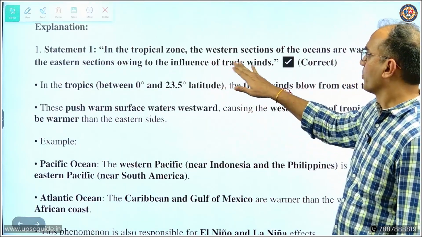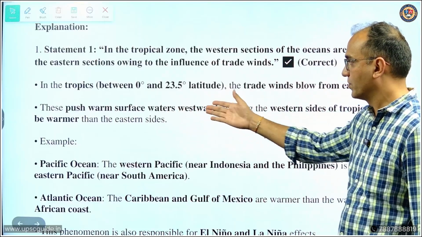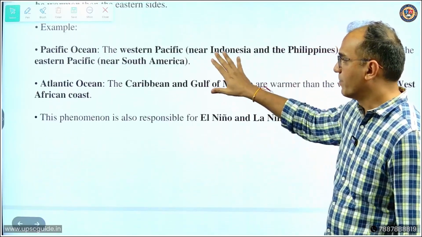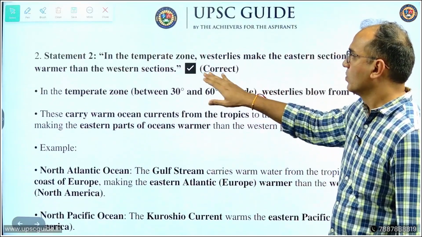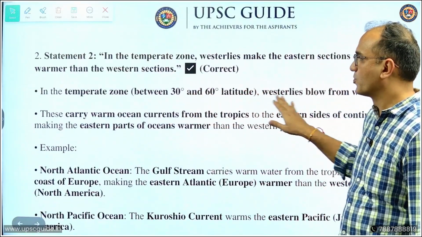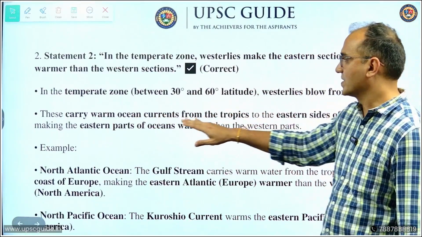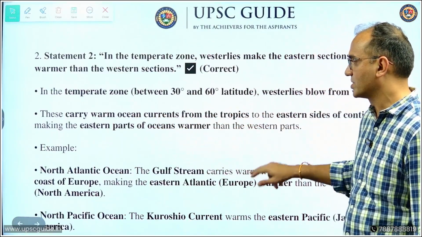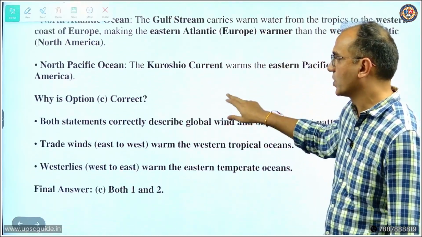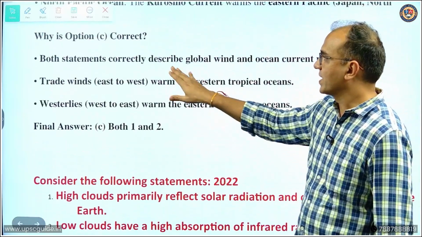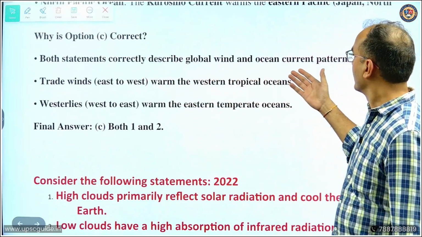Statement 1, tropical zone: in the tropics, trade winds blow from east to west and push warm surface water. In the Pacific, you have the examples of El Nino and La Nina. Now, in the temperate zone, westerlies blow from west to east. They carry warm ocean currents from the tropics to the eastern side, making eastern parts warmer than the western part. Examples are the Gulf Stream, North Atlantic Drift, Kuroshio current, and so on. So, option C is correct. Both statements are correct because they explain the global wind and current patterns.